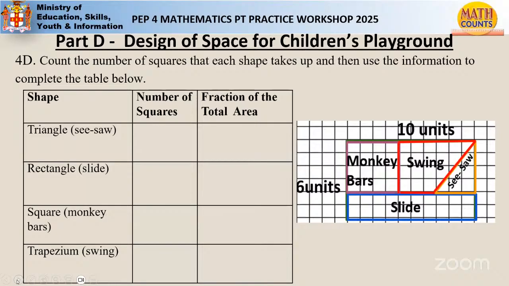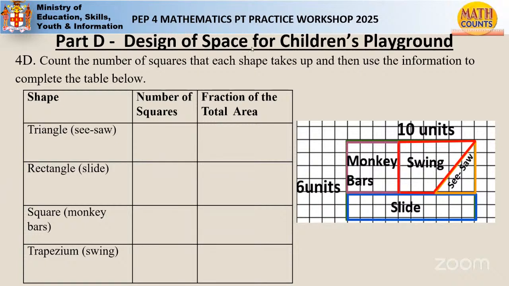So here now we are looking at the number of squares that we used for each section. All right. So we're just looking at one of them. For this one, you can use the raise hand feature now. How many squares did we use for the seesaw? Looking at my screen.